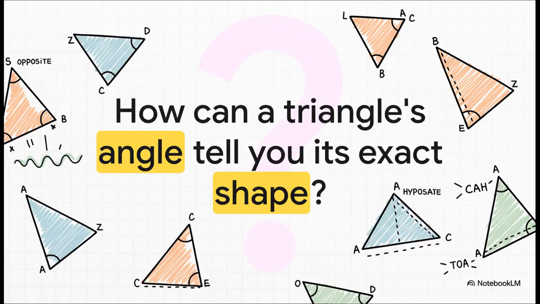So let's start with a little thought experiment. How is it possible that knowing just one angle in a right triangle can totally lock in its shape? I mean, no matter how big or small you draw it, the shape stays the same. The answer to that is the key to everything.